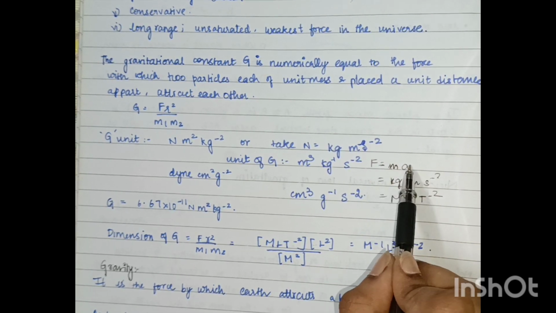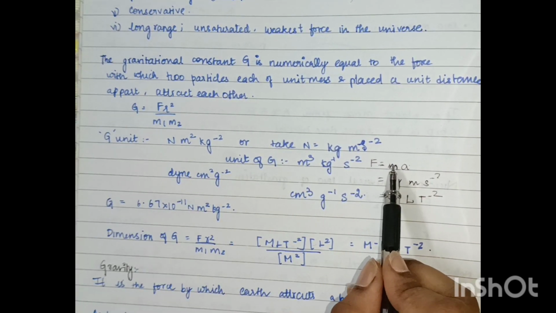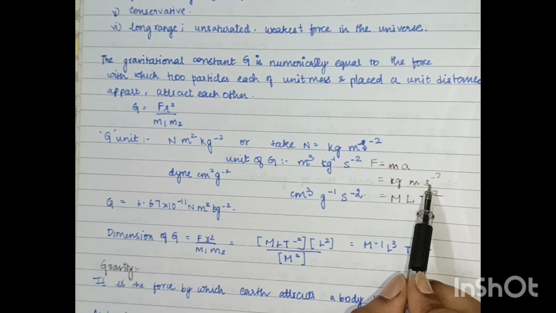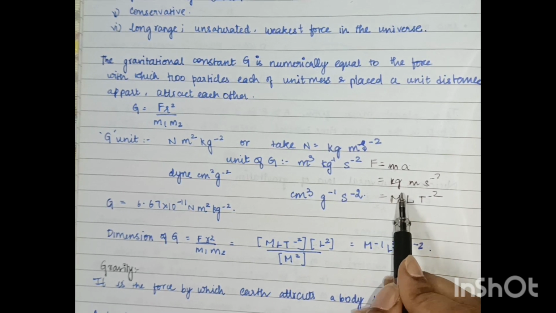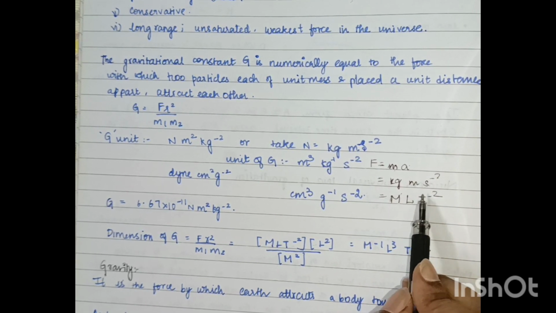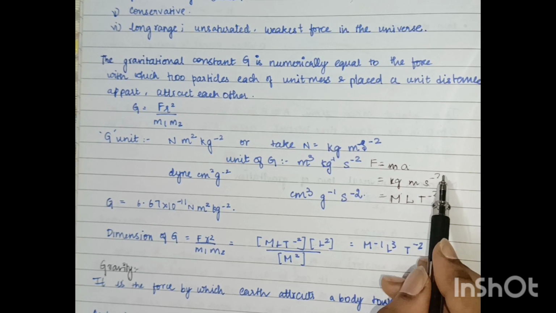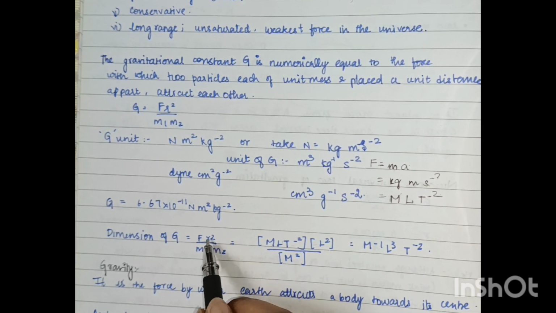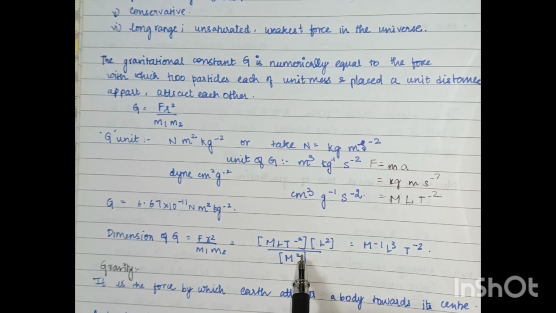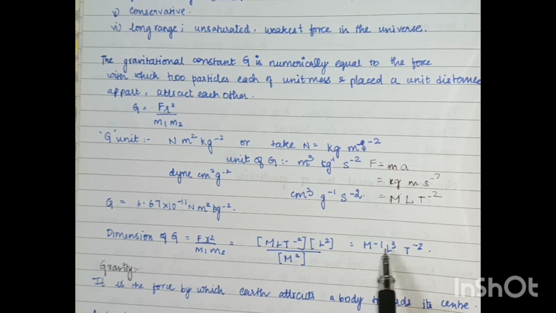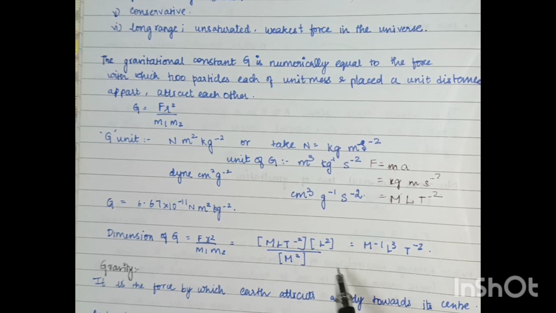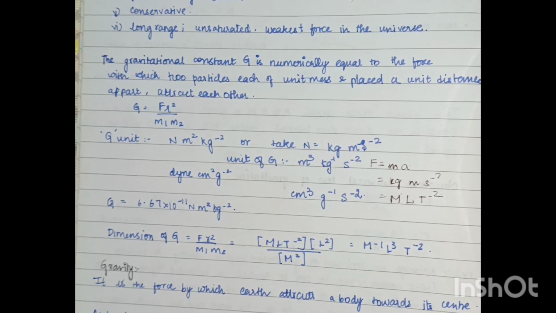Force equals mass into acceleration. For mass it is kilogram, for acceleration it is meter per second square. So how will I represent kilogram in the dimensional formula? Mass as M, meter as length L, and seconds as T power minus 2. That is what I have written here. R square I have written as L square. For m1 m2 there are two masses, so I can write it as M square. So this will be M power minus 1 L power 3 T power minus 2. This is the dimensional formula of the gravitational constant, the universal gravitational constant.